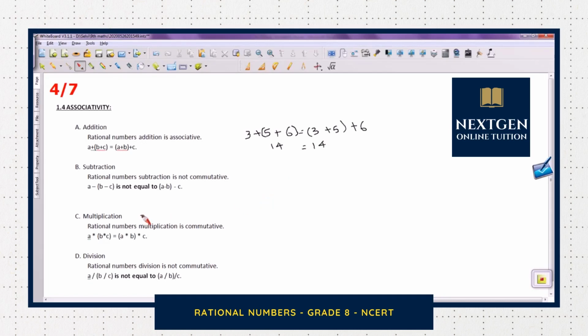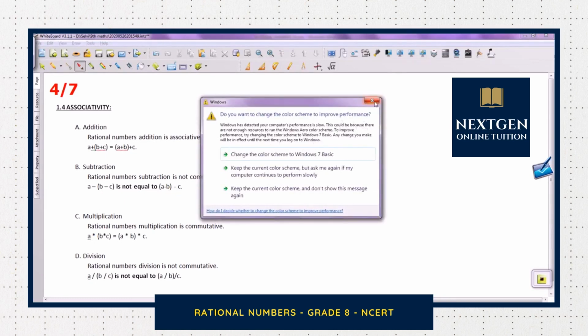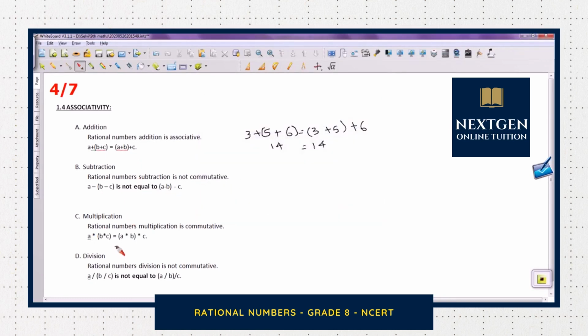Subtraction, a minus b minus c is not equal to a minus b minus c in the other grouping. Alright. Multiplication, it satisfies associativity also. And division, rational number division is not associative. We can't get the equal value for a by b by c grouped the two different ways.